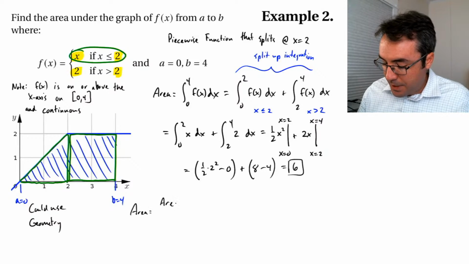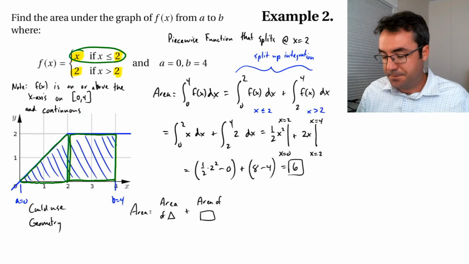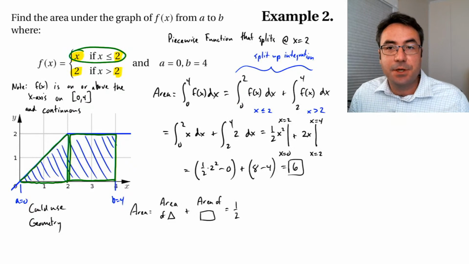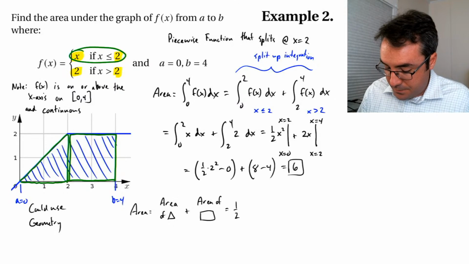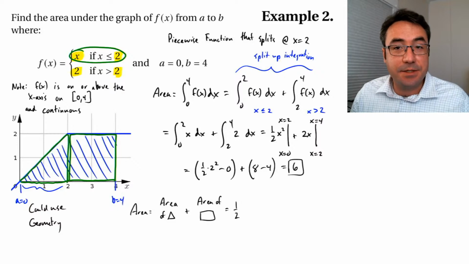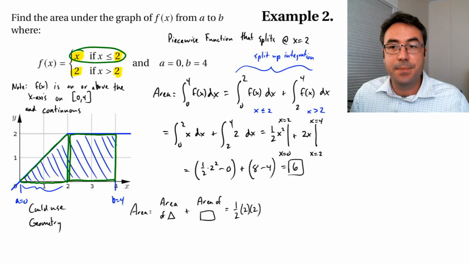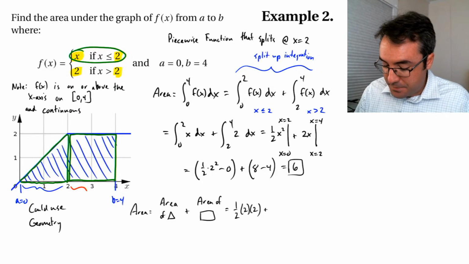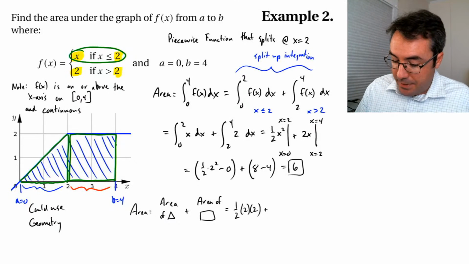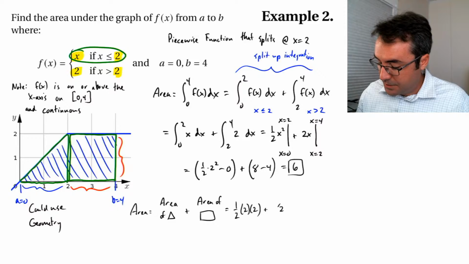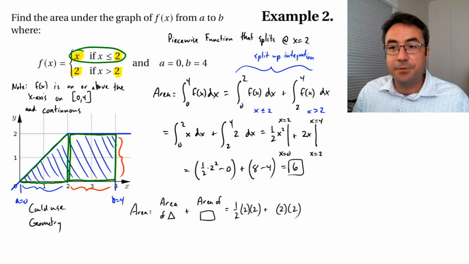So the area would be the area of the triangle, and then we could add to that the area of the rectangle. So what's the area of a triangle? Well, it's 1/2 base times height. The base of this triangle is 2 units, and the height is 2 units. So it'd be 1/2 times 2 times 2, base times height. And then what's the area of a rectangle? Well, that's length times width. The width there is 2, and then the height of our rectangle here is also 2. So the area of our rectangle is 2 times 2. And if we do the arithmetic, we get 6.